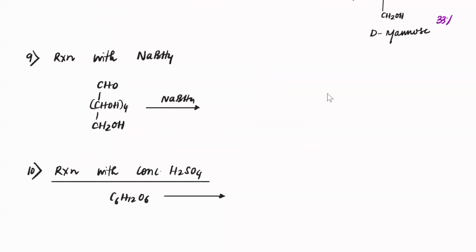Next, check out the reaction with NaBH4. NaBH4 is a reducing agent. It will reduce the aldehydes into alcohols, right? So you will have CH2OH connected with CHOH four times and again connected with CH2OH. Since it is derived from glucose, it is called glucitol, or its industrial name is sorbitol. It is also called sorbitol.